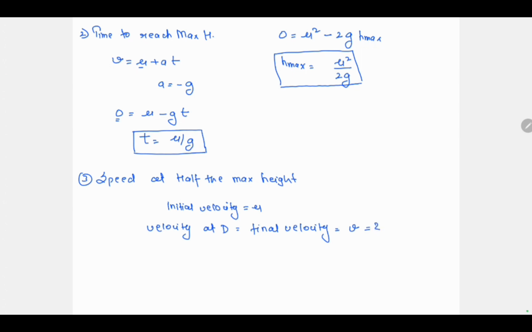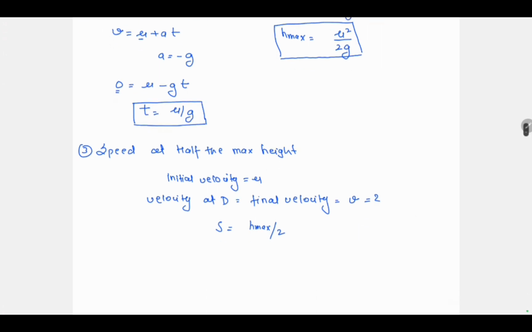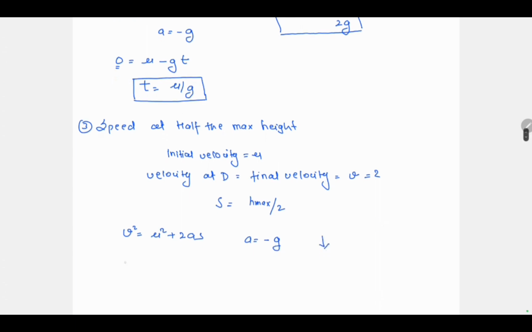I need to calculate the speed at half the maximum height. What is the displacement? Displacement is h max divided by 2, half of the maximum height. Now put this value. I am going to use the third equation again. v square is going to be u square plus 2as. What is the a? In gravity, a is always minus g, because gravity works downward. So v square is going to be u square minus 2gs.